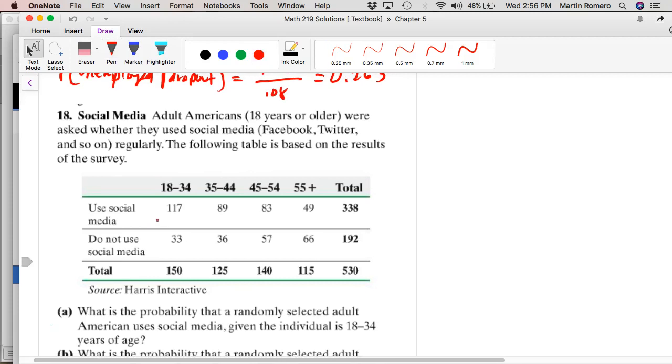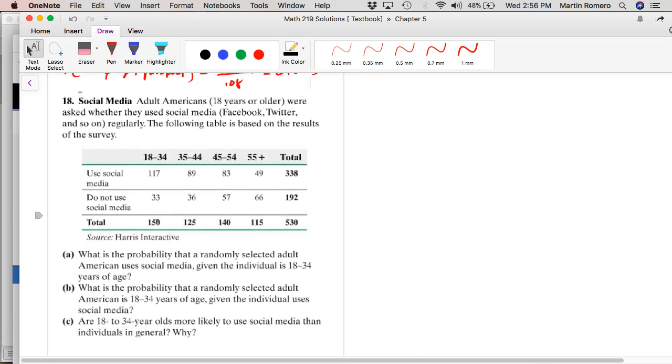A little bit longer. Let me zoom in here. Okay. And so now we're considering adults 18 or older. We're asked whether they use social media. Here is the information, so we've got to be able to read the table. Use social media, do not use social media, 530 people were asked, and the age of those people. And so we can get an idea of the distribution of who uses social media and doesn't based on age.